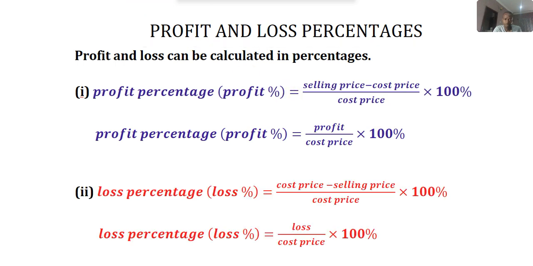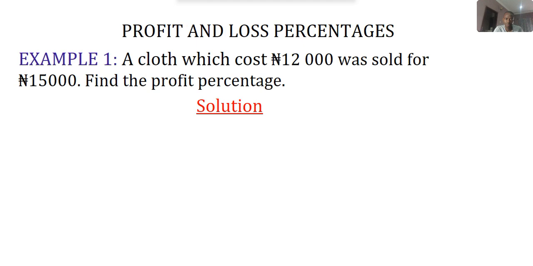The same thing applies to loss. Here we are going to interchange the cost price and selling price. Then we have cost price minus selling price over cost price times 100%, which gives us the loss percentage. And don't forget the numerator also here represents your loss.